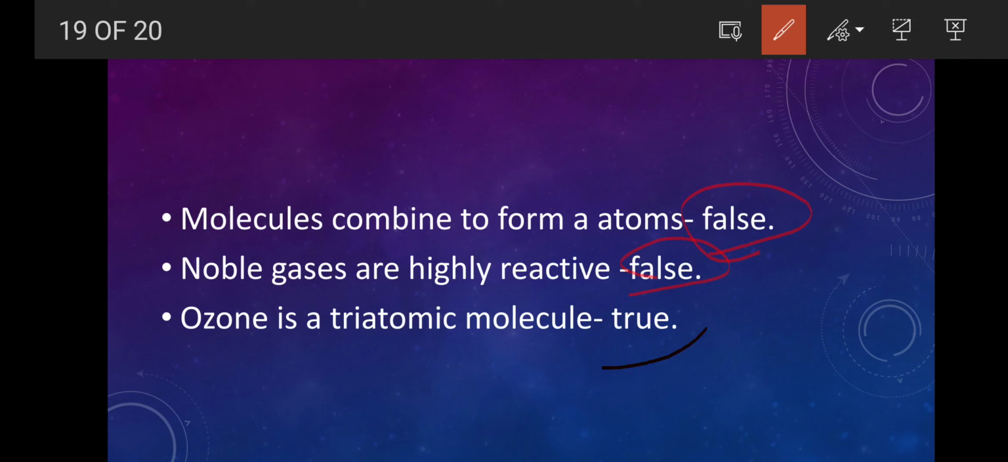Next one is ozone is a triatomic molecule. Yes, ozone is a triatomic molecule. Because what is the formula of ozone? We write O and then 3. Clear? So O3. Oxygen, how do we write? Oxygen we write O2. So oxygen is what? Diatomic because 2 is here, and ozone is triatomic because 3 is here. Clear?